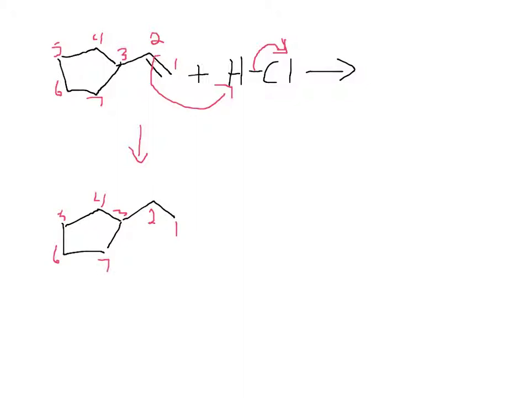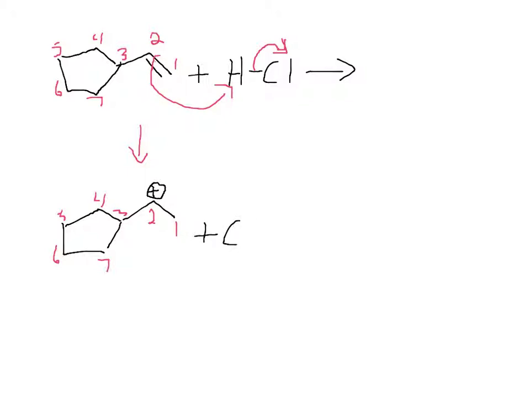I have a choice, right? The pi bond was between carbon 1 and 2. Where do I want to put the plus charge? On 2. Why? It's a secondary carbocation, and why is that better than a primary? There's hyperconjugation. More hyperconjugation, that's right. So we put a plus charge here.